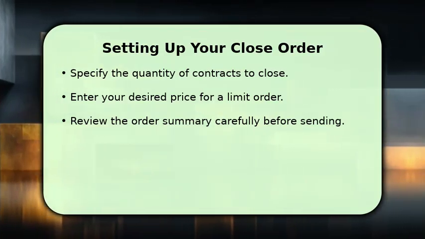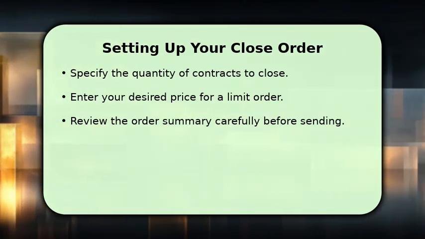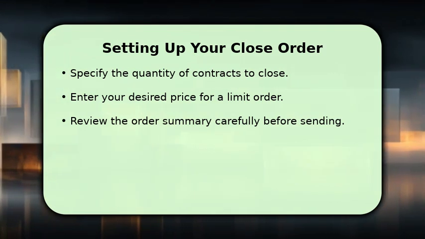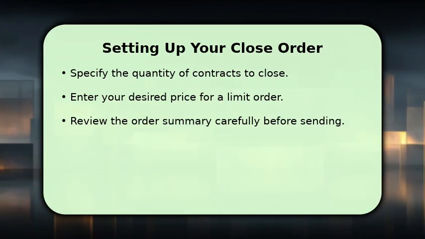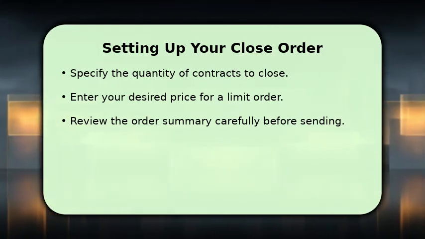Once you've selected your option and order type, you'll need to specify the number of contracts you wish to close. If you chose a limit order, input your desired closing price. The app will then display an order summary, showing all the details of your potential trade. Take a moment to review everything, including the price, quantity, and estimated impact, before you hit the Send button.